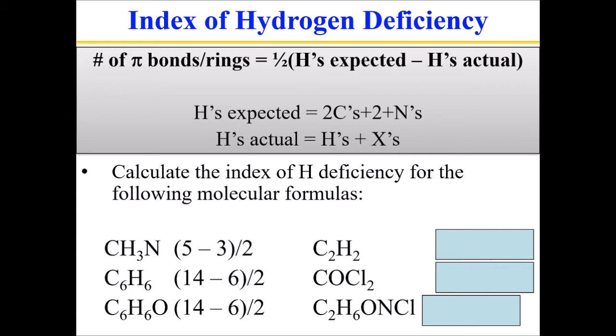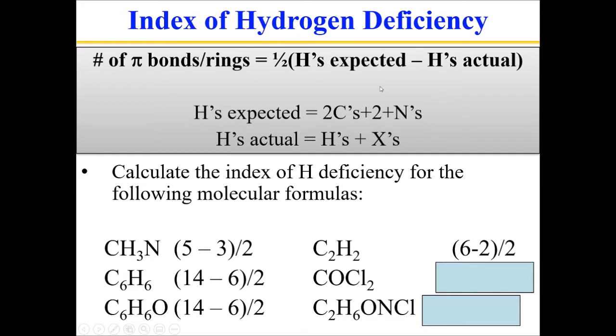C2H2, we did this one already. The number of hydrogens I would expect to see is 2 times the number of carbons plus 2. That gives me 6. There are 2 actual hydrogens, so 6 minus 2 divided by 2 is an index of hydrogen deficiency of 2. You can check that in your calculator if you need to.